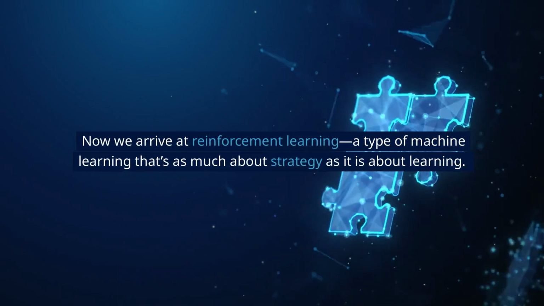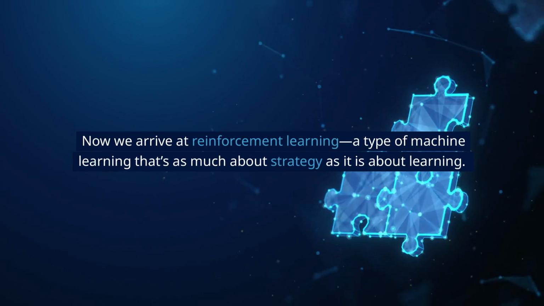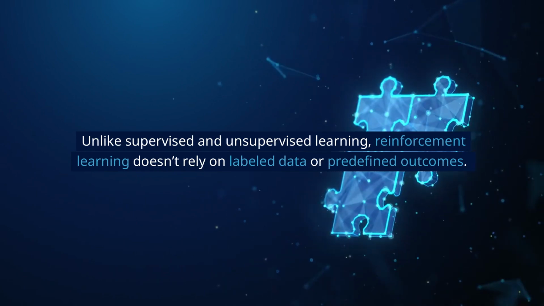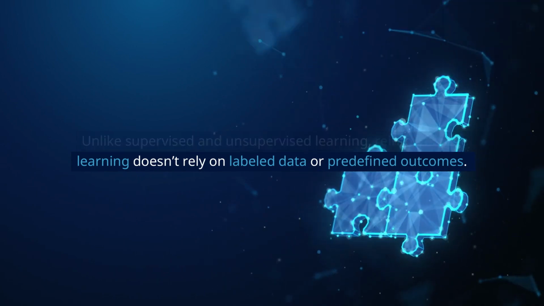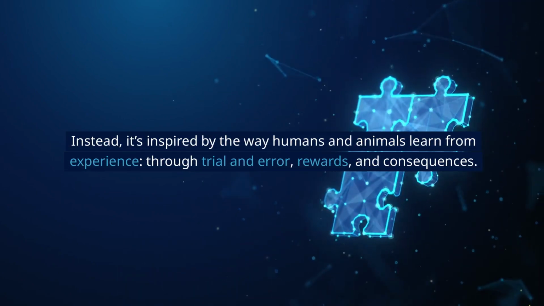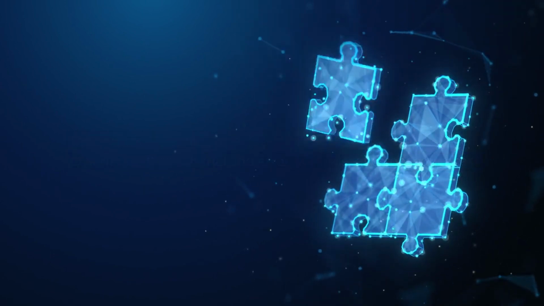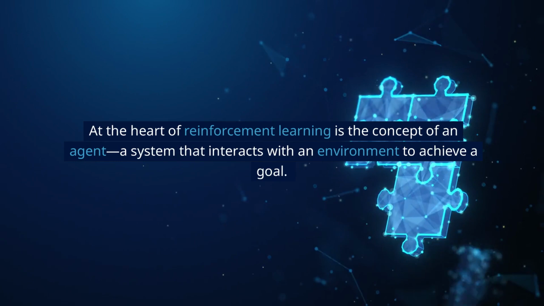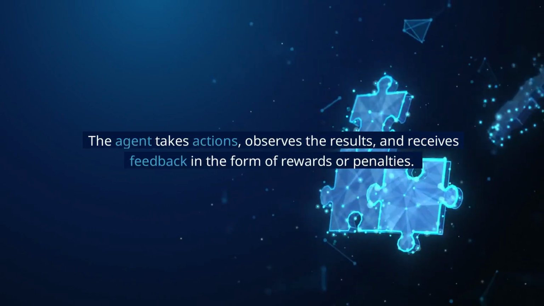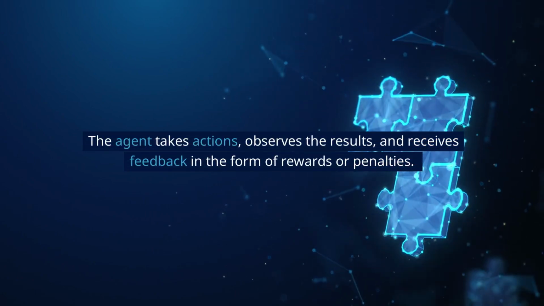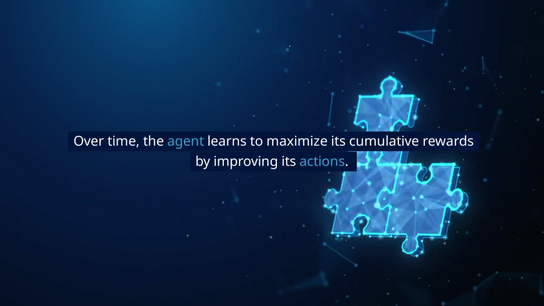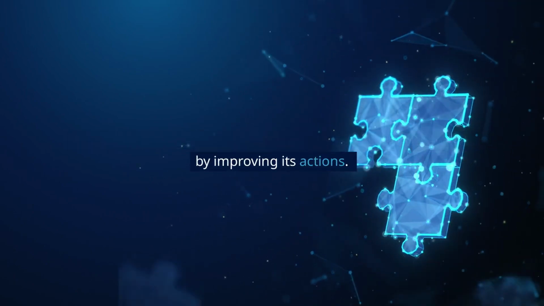Now we arrive at reinforcement learning, a type of machine learning that's as much about strategy as it is about learning. Unlike supervised and unsupervised learning, reinforcement learning doesn't rely on labeled data or predefined outcomes. Instead, it's inspired by the way humans and animals learn from experience, through trial and error, rewards, and consequences.